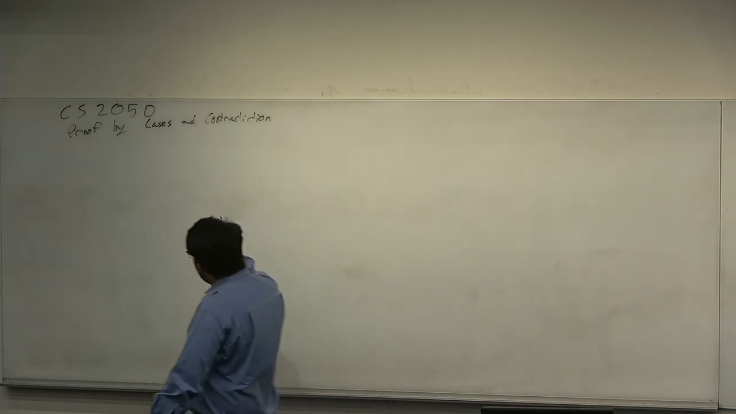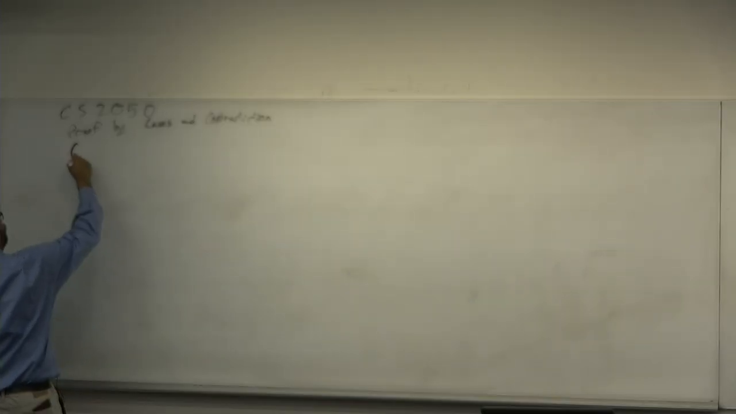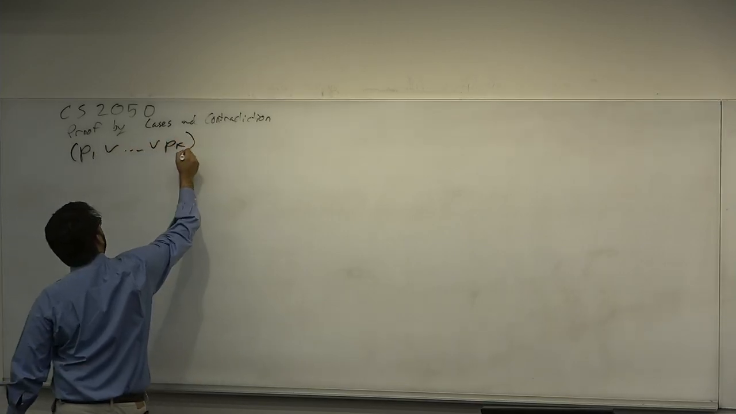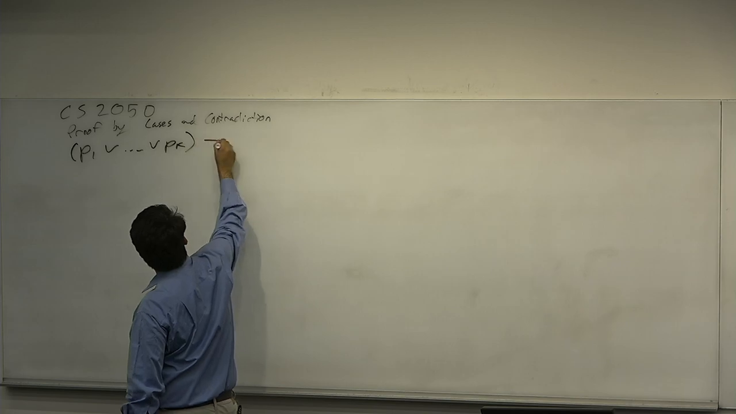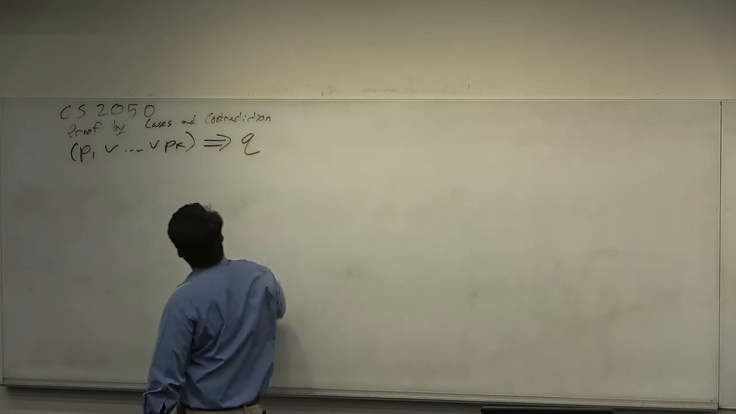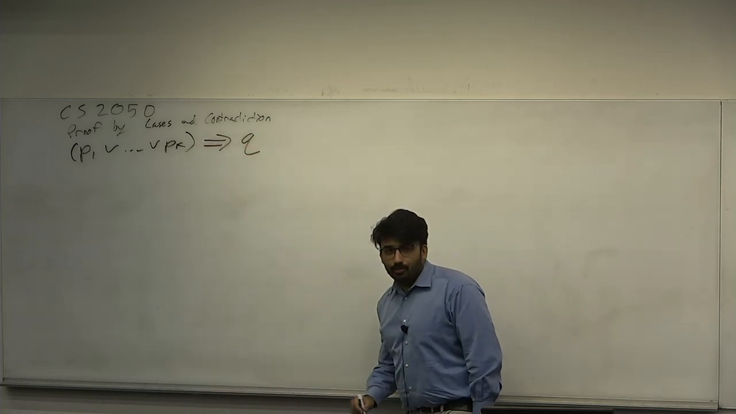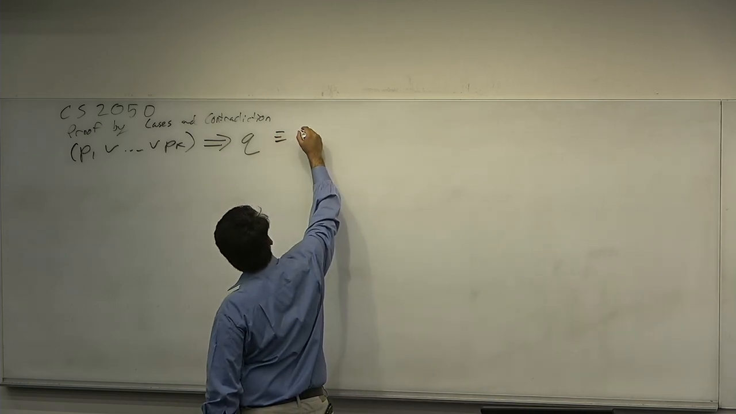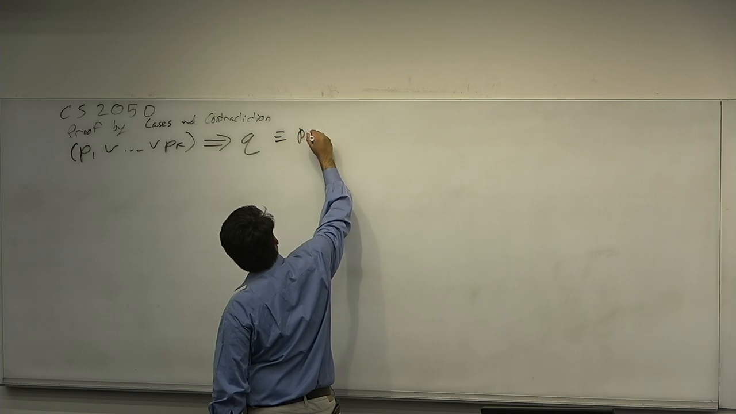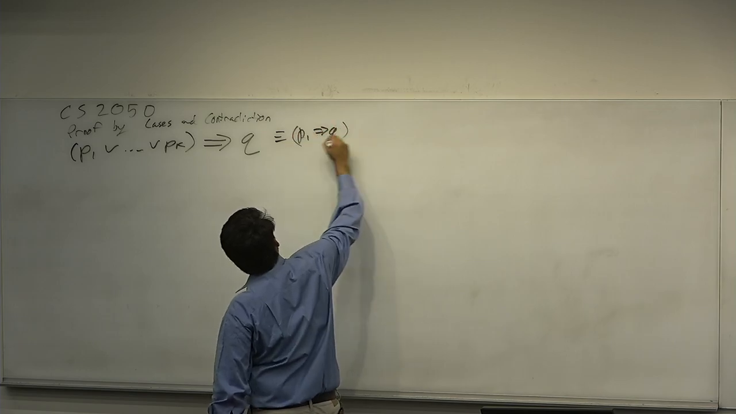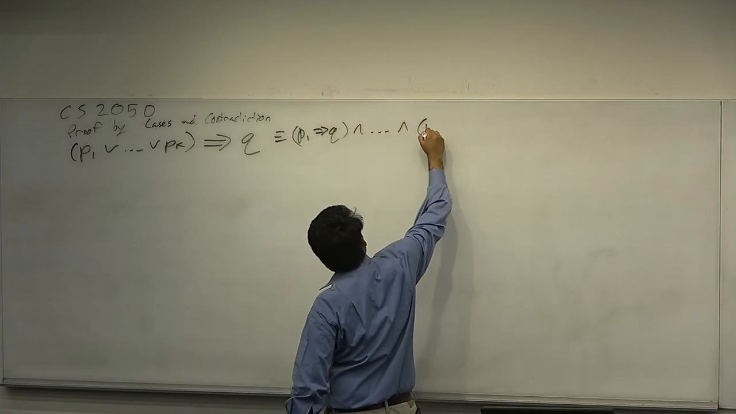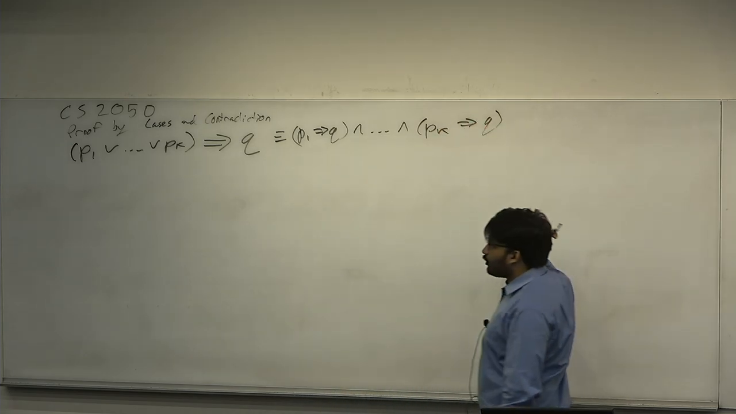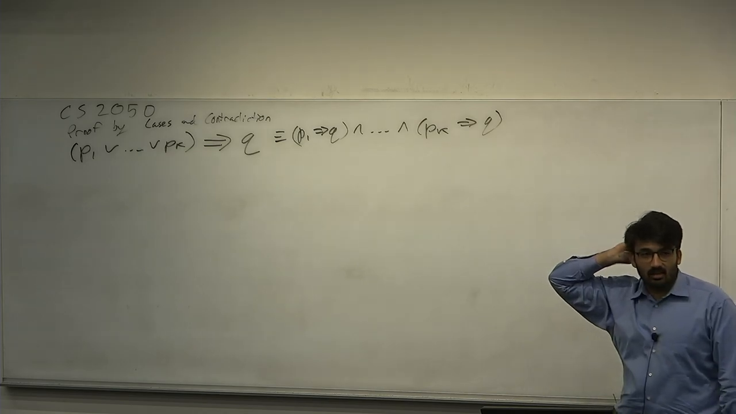So suppose you have some statement like P1 or ... or PK, some set of premises, one of which is true, and you want to show Q. The way you could prove this is logically equivalent to proving that each case is true. So we can do P1 implies Q and ... and PK implies Q, right? P1 through PK are the cases.